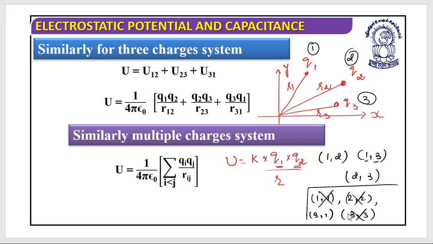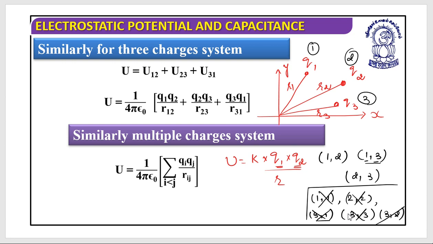No, it is just the duplication process, because 1 comma 3, what you will write, it's k multiplied by q1 multiplied by q3 divided by distance between 1 and 3. What you will write in 3 comma 1, it is just simply the same, like if you multiply 4 into 5 or 5 into 4, both are the same thing. So 3 comma 1 could not be there, because you have mentioned 1 comma 3. Same way you cannot assume 3 comma 2, because 2 comma 3 has been already considered.